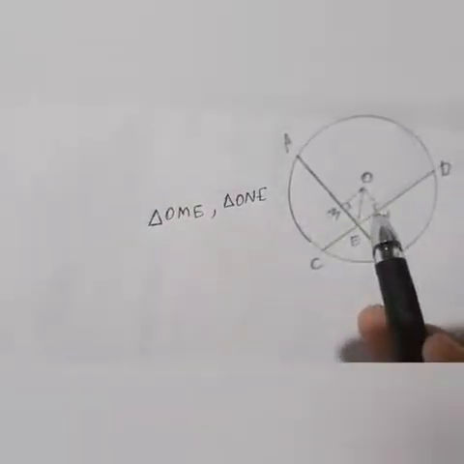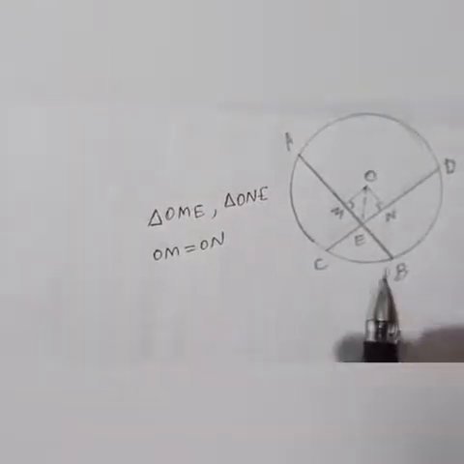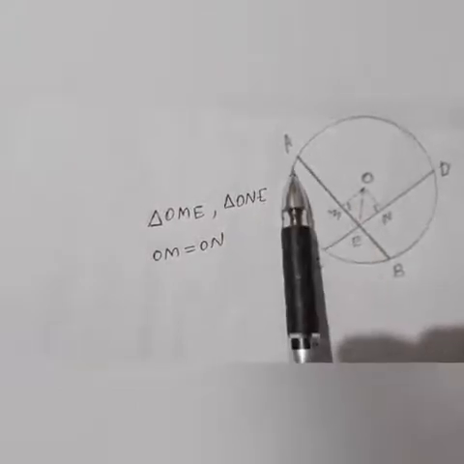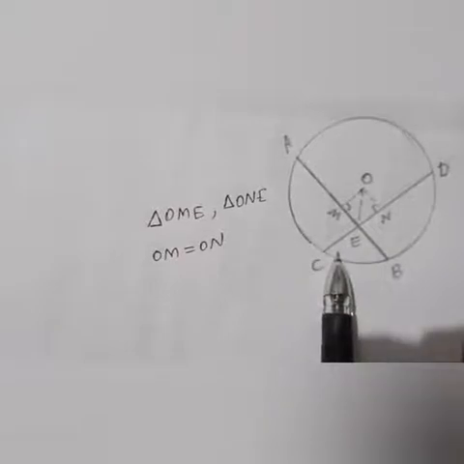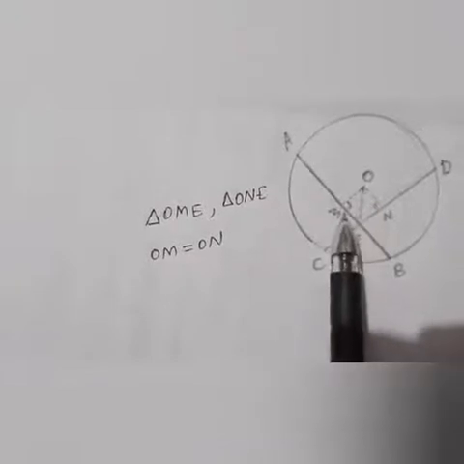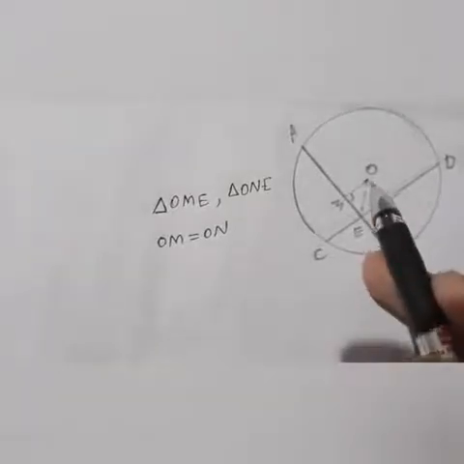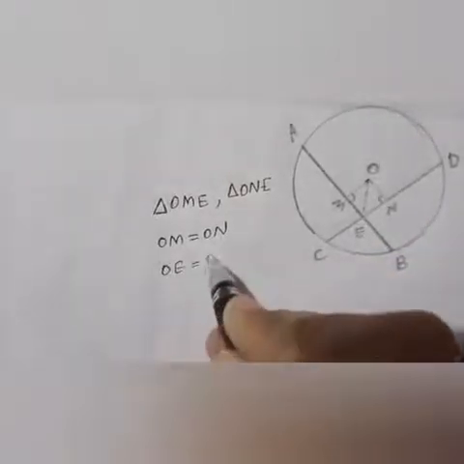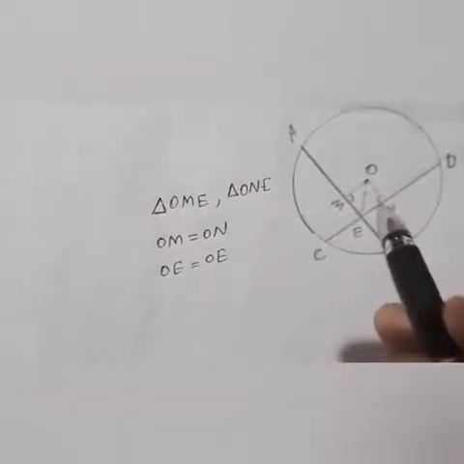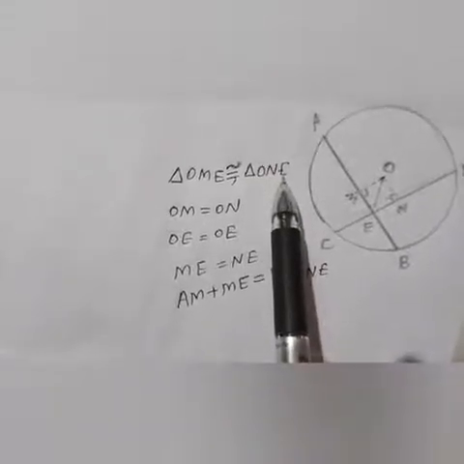OM equal to ON. Equal chords of a circle are equidistant from the center. These AB and CD are equal chords, so OM equals ON. Now consider this side OE. OE equal OE. Why? Common side for these two triangles. Now triangle OME is congruent to triangle ONE by the RHS rule.